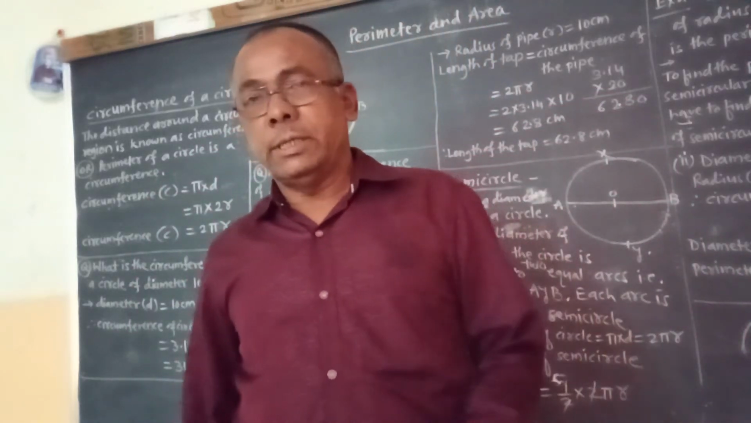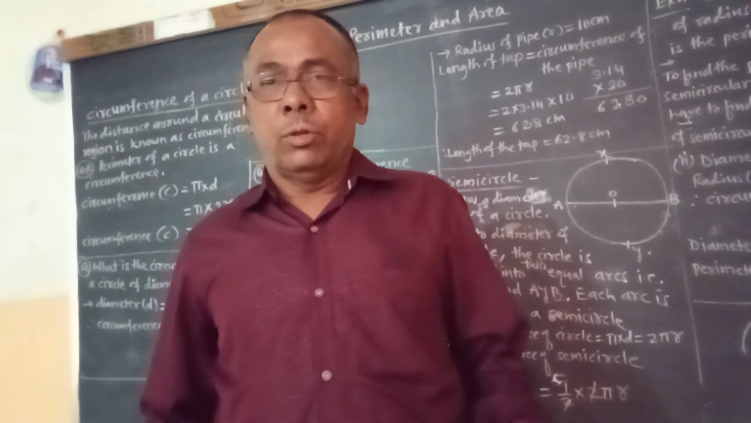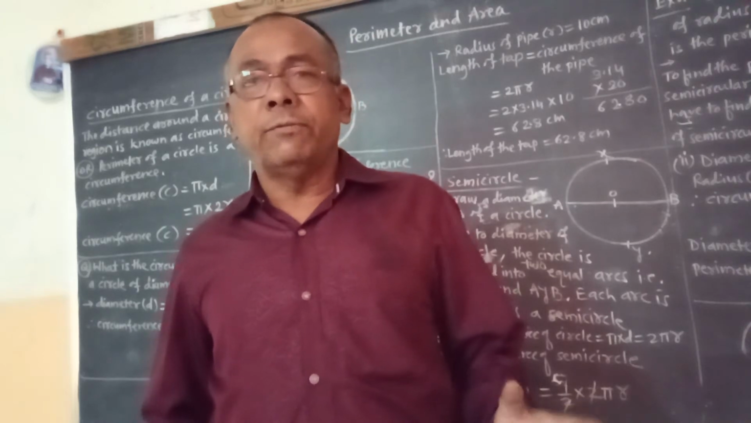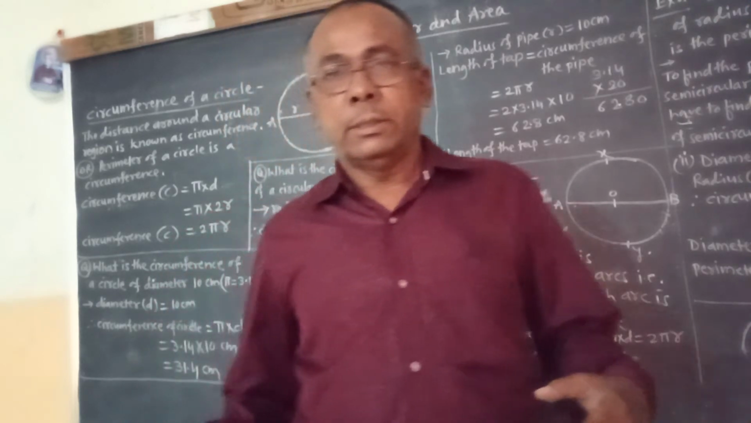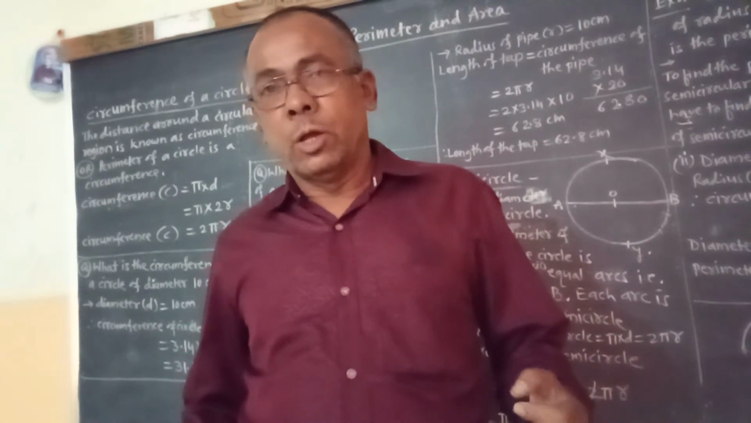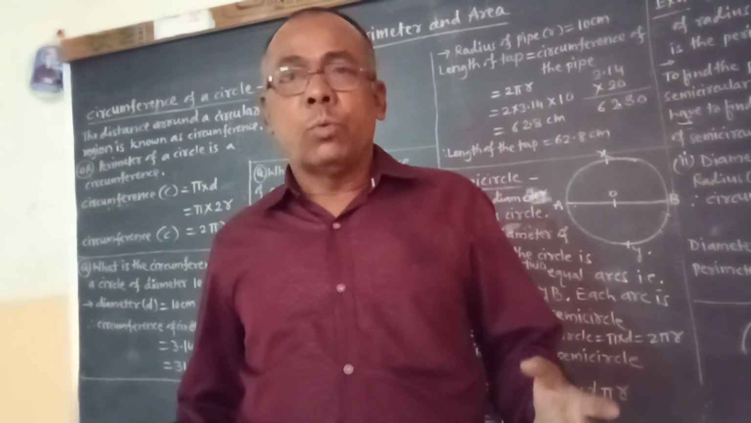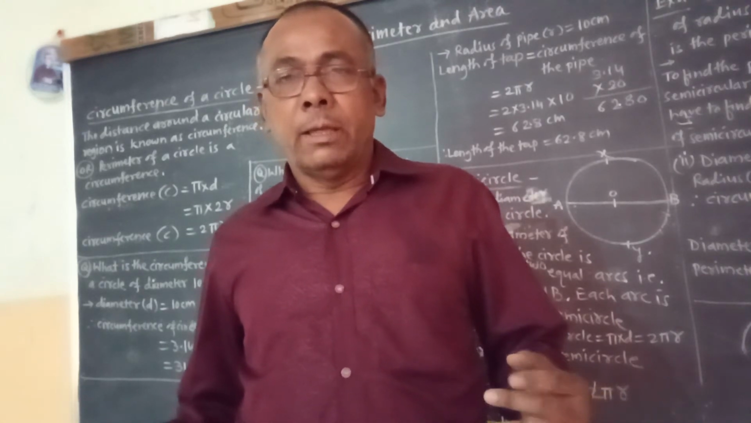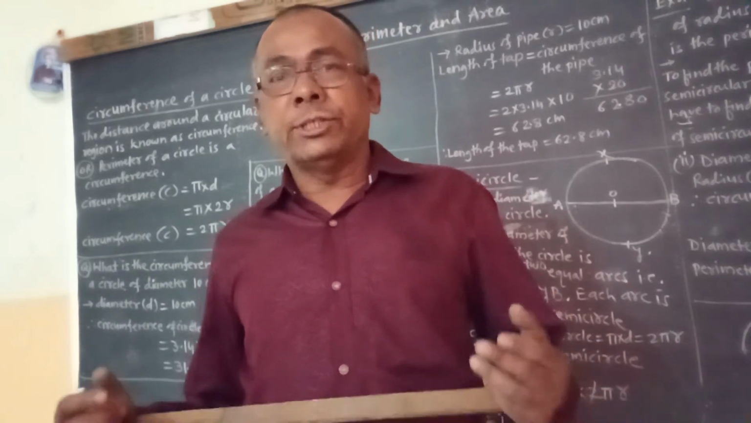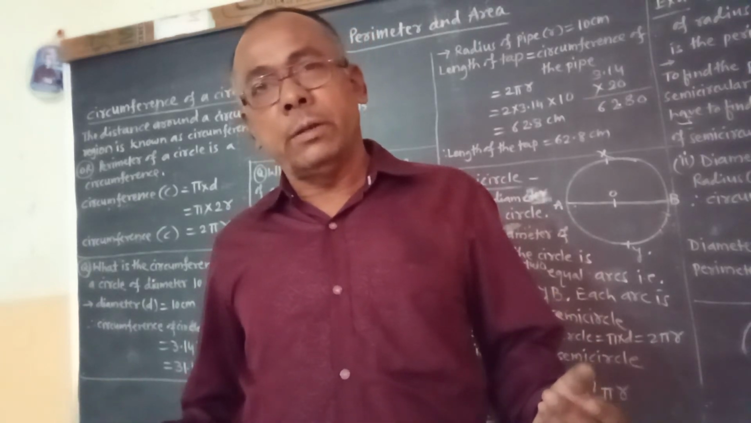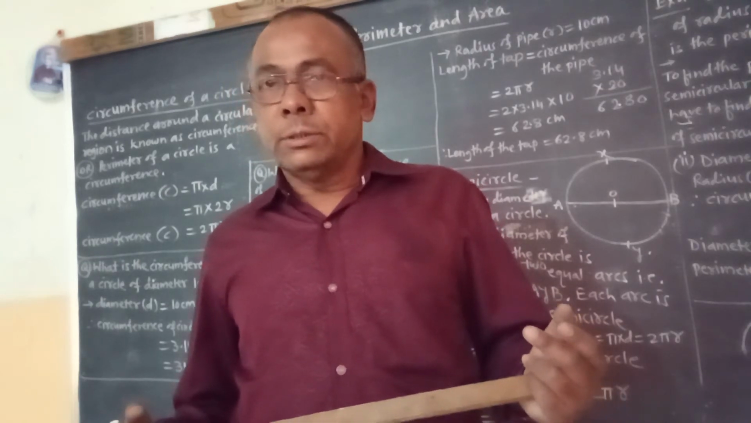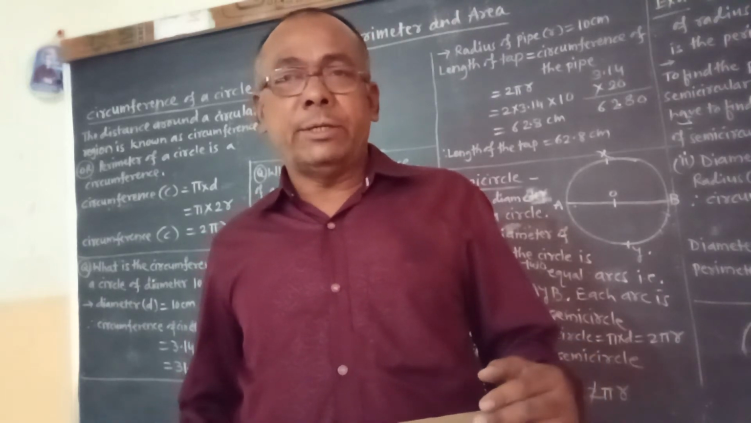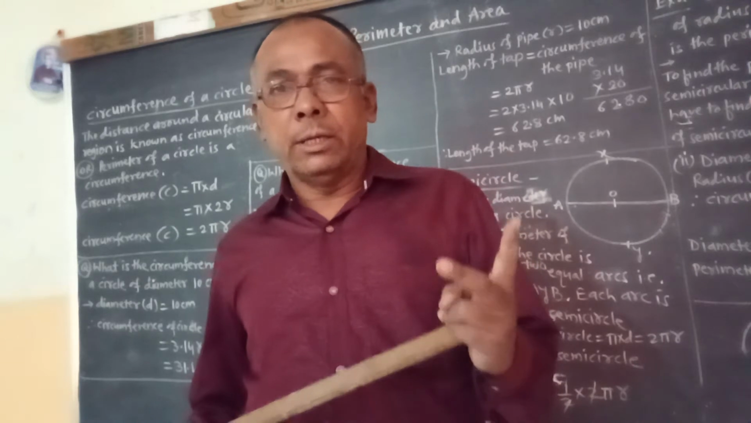In the previous lecture, we have studied the basic information about the circle, that is, what is meant by radius, what is chord, or what is the diameter. Means the line segment joining the center and any point on the circle is a radius, while the line segment joining any two points on the circle is a chord.